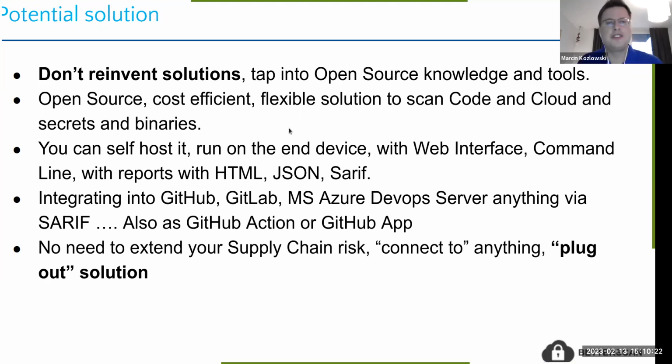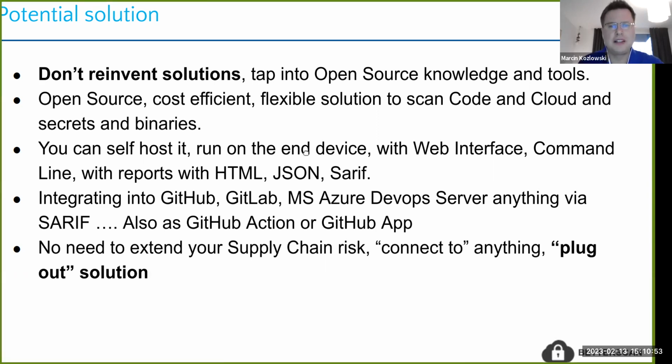So the potential solution to all of this is to not reinvent the wheel, but to tap into open source knowledge and tools. We can use an open source, cost-efficient, flexible solution to scan code, cloud, secrets, and binaries. You can self-host it. You can run it on a device with a web interface, with a command line, with reports in standard formats like HTML, JSON, and SARIF. You can integrate it with GitHub, GitLab, Azure DevOps Server, anything that talks SARIF, and also use it as a GitHub Action or even an app.